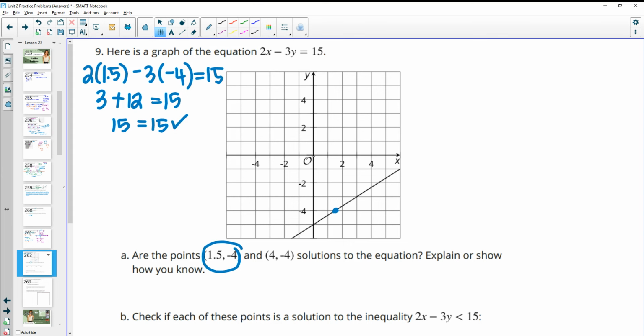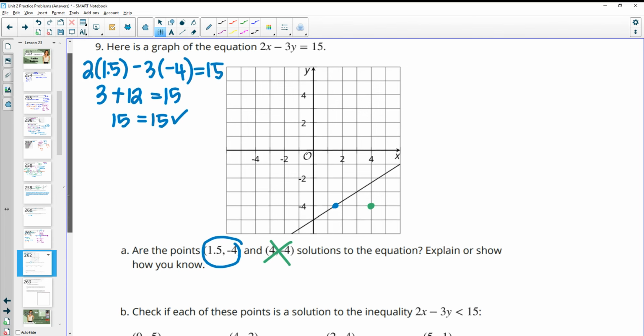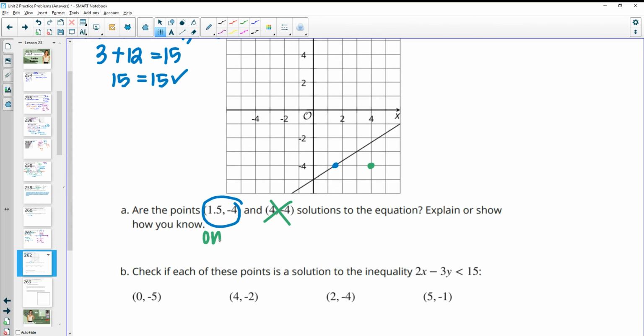Then is 4, negative 4 a solution? So we go 4 in the x and then negative 4 in the y, and we can easily see that that one is not on the graph. So we know that that one's not a solution. So we could say this one is on the line, so it's a solution, and this one is not on the line, so that one's not a solution.